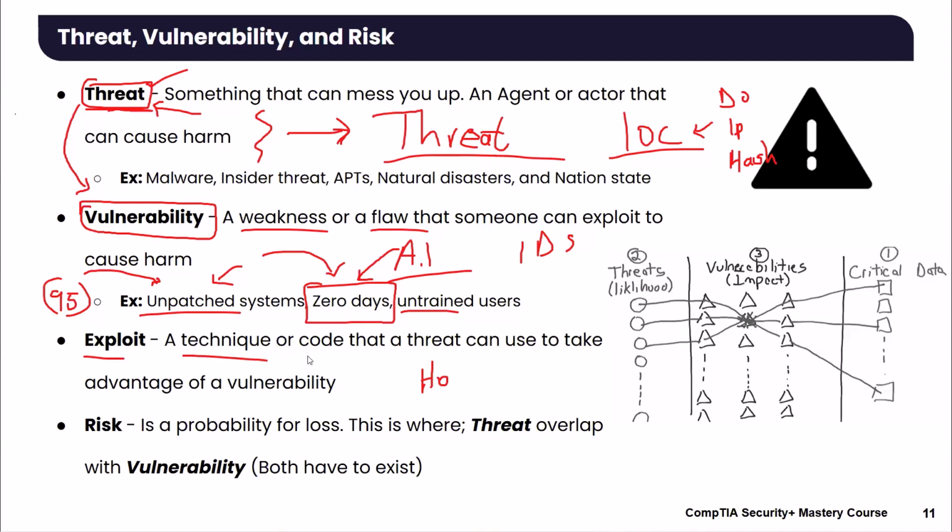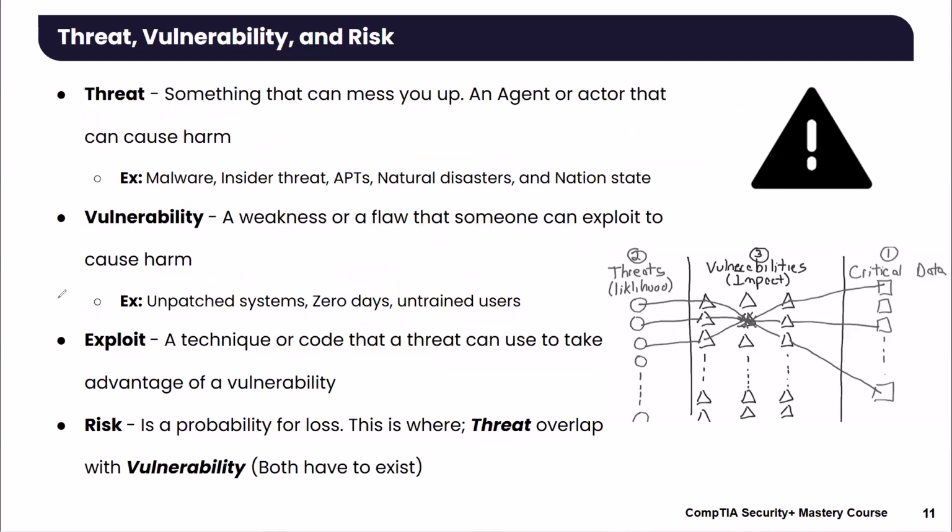An exploit is that technique, that code that the enemy can use to take advantage of the vulnerability. Risk is the probability, like I mentioned. This is where the threat overlaps with the vulnerability. I'm telling you all this because, look, for the threat to attack you, both of these two things have to exist, which means you must be vulnerable for them to be able to attack you, right? There must be some vulnerability that they can take advantage of.